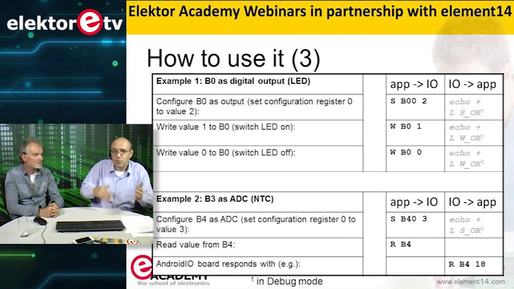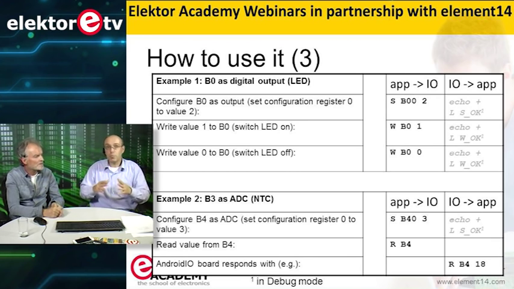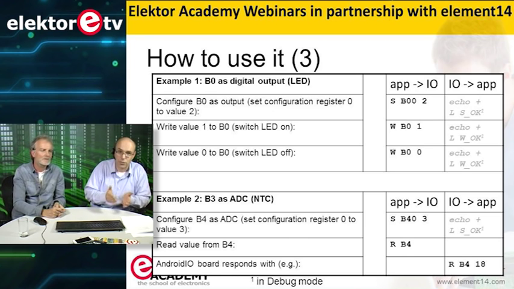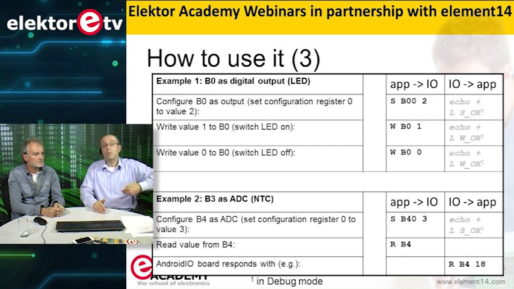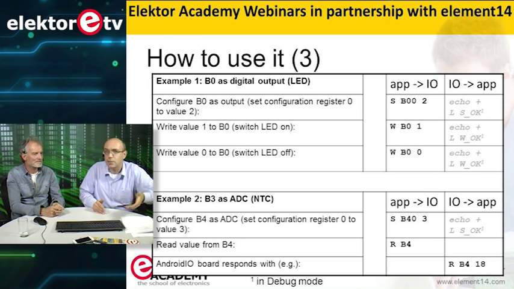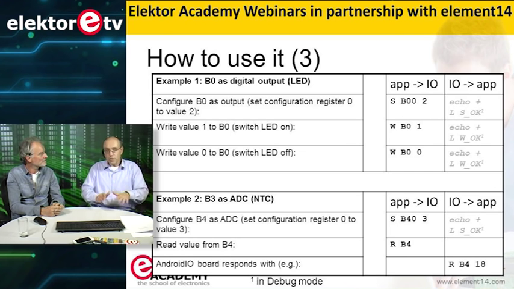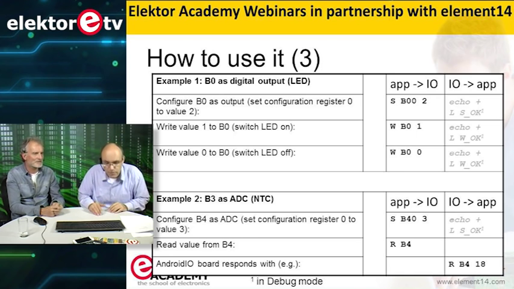Second example: let's read out the NTC resistor, the temperature sensor. Then we have to configure B4. To put B4 as an ADC, you should write value 3 to the configuration register B40. Reading it is R B4, and you will actually get a reply R B4. If the value is 18, you get 18. It's good to know it's decimal, so 18 is the decimal value, not hexadecimal.